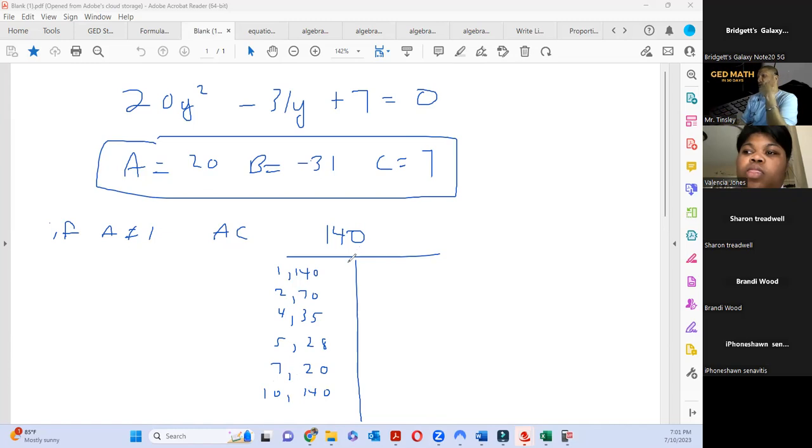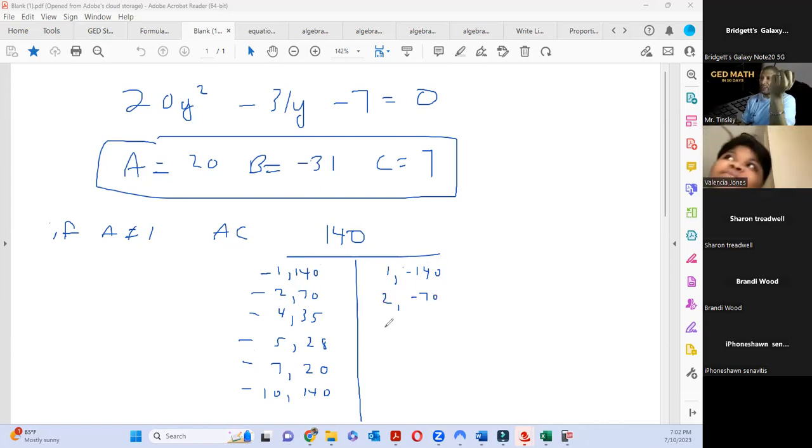Now let me ask you a question. You sure this is not negative 7? It could be. I think it's negative 7, because I was learning how to put it in using a formula on a calculator. So we're going to change all these to negative real quick. On the other side, we're going to have 1 and negative 140, 2 and negative 70. That's the reason I'm looking at the factor pairs.